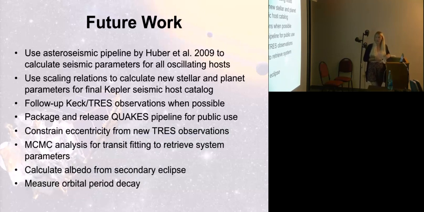And then for KY4, due to time constraint, I can't really talk about this, but we believe that KY4 is on an eccentric orbit. So we are working on getting more RV data to hopefully constrain this eccentricity. And once we have that, we plan on doing MCMC analysis to retrieve the other system parameters. Because we do have a secondary eclipse, we can calculate the planetary albedo. And they believe that we can measure orbital period decay with Kepler data. So that's also something we can do.